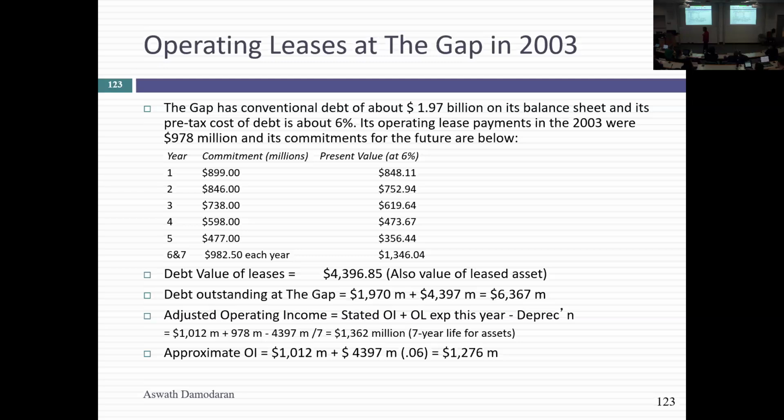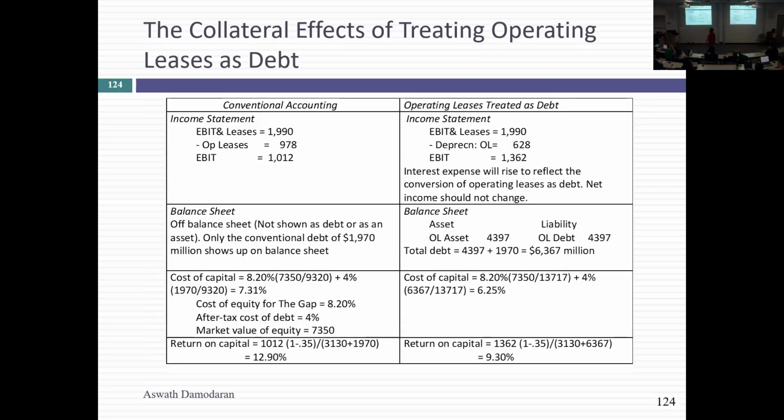Incidentally, there's a shortcut you can use if you're in a hurry. But do this only if you're in a hurry, where you take the existing operating income and add back the imputed interest expense, because it's earnings before interest and taxes. If you're doing thousands of firms and you say, I don't want to do this depreciation part, that'll give you a rough approximation, but it's an approximation. So here's what the numbers look like for the Gap. In the first column is conventional accounting.